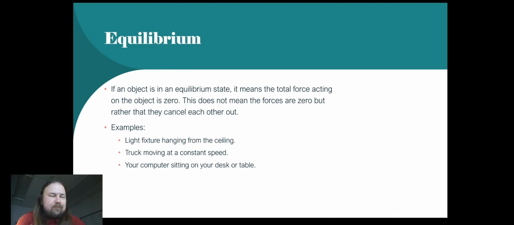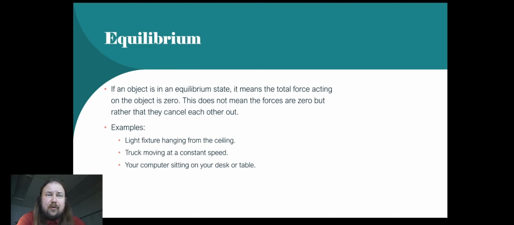Examples of equilibrium: you have a light fixture hanging from a ceiling, like a fan or a chandelier or something. A truck moving at a constant speed. If there's friction involved, there could be equilibrium. When you get in your car and you go down the highway, you still have to have some acceleration in order to maintain your speed. And that's what's happening: the engine is outputting power, it's outputting a force. That force is counteracting the wind and the friction and everything else that's going on in the environment.